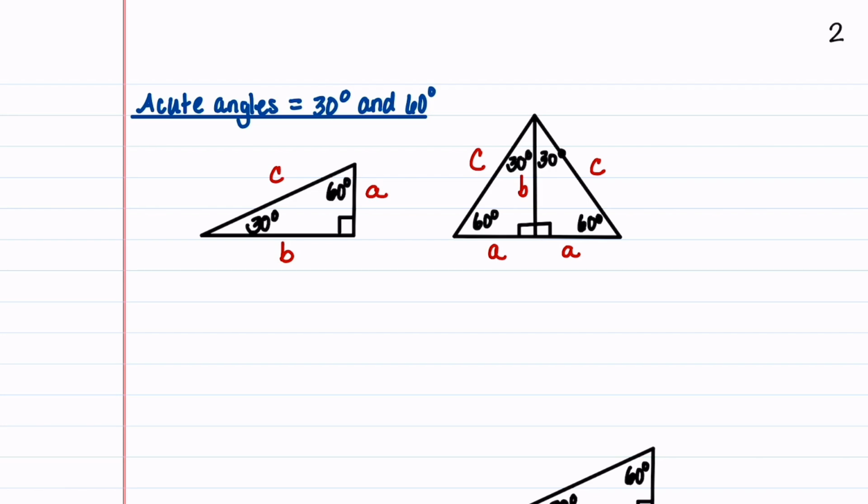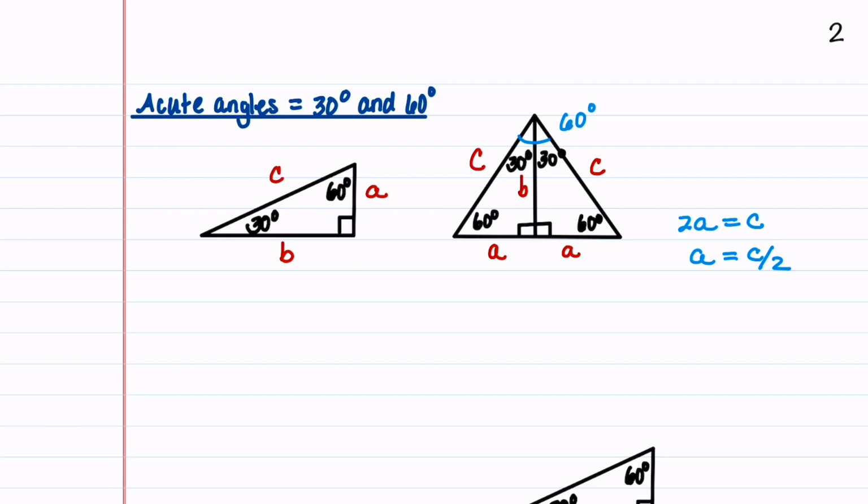What we're going to notice now is that this angle is 60 degrees. So that means if all the angles of the triangle are the same, then all the side lengths are going to be the same. So for us, that means that 2A is equal to C, or A is equal to C over 2.